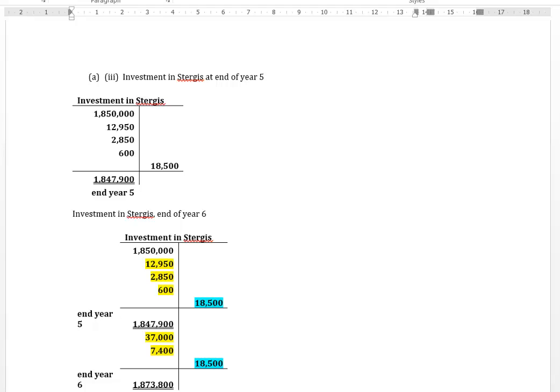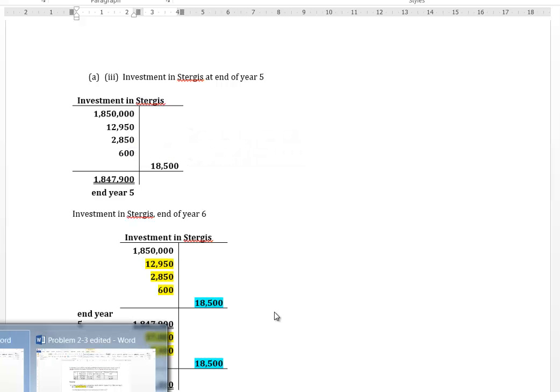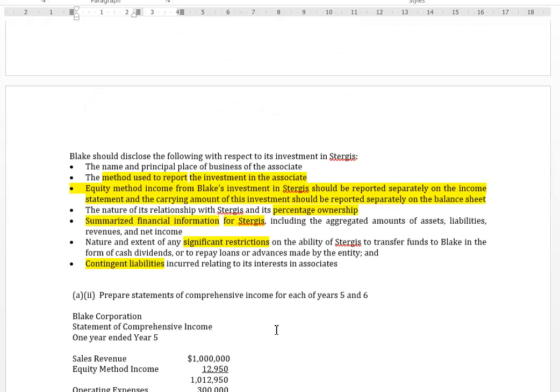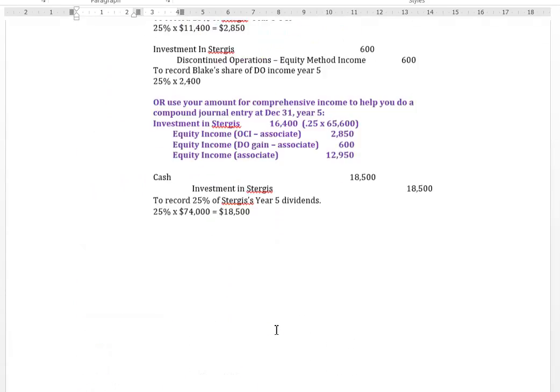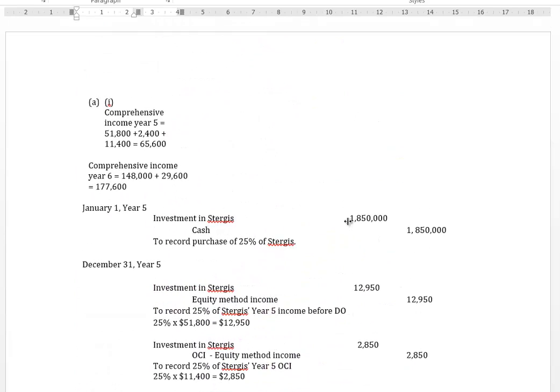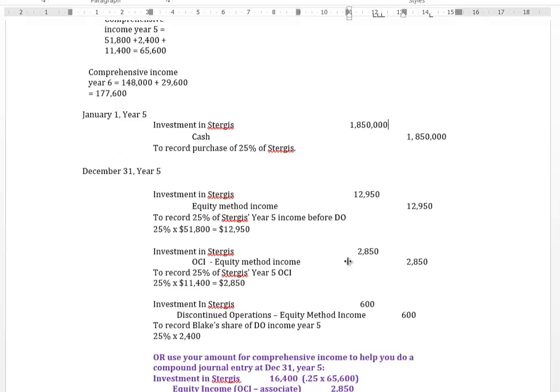So in this case, you'll remember in the question, I just set up a T account here. You can do it however you want. You can just add and deduct with your calculator. I like to use the T account because it reminds you of where you started from. If we go back to the beginning of this document, you'll see right at the beginning of year 5, we recorded the investment at $1.85 million.